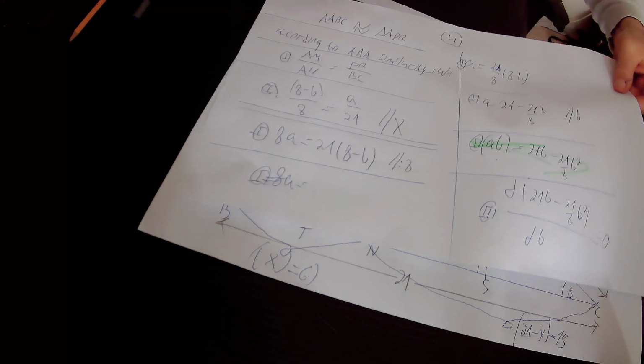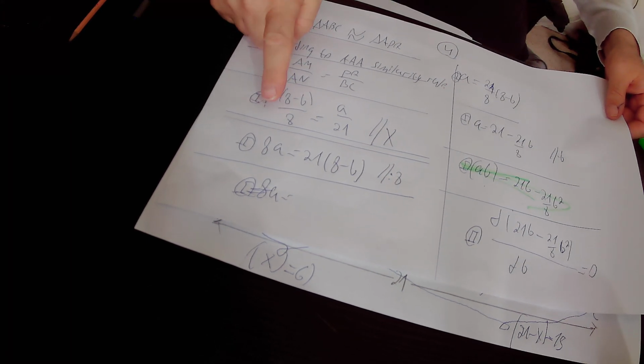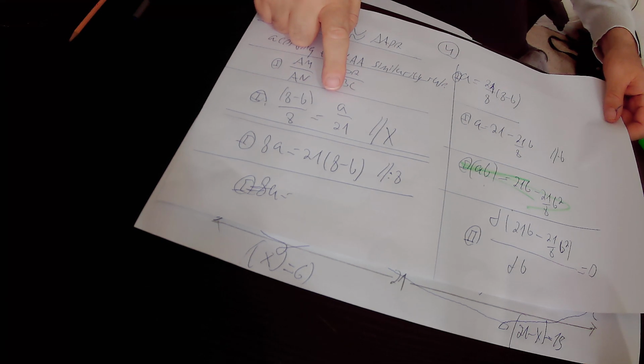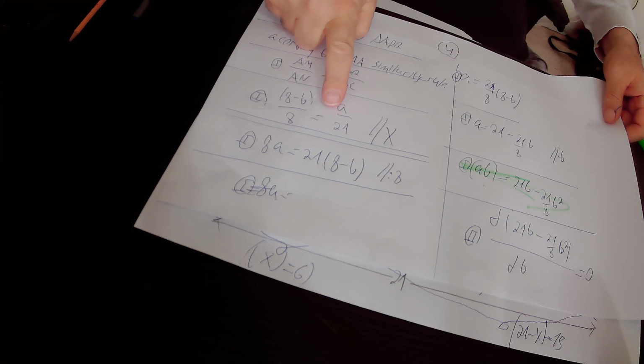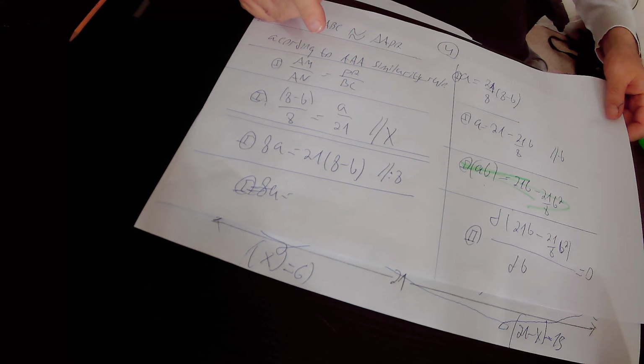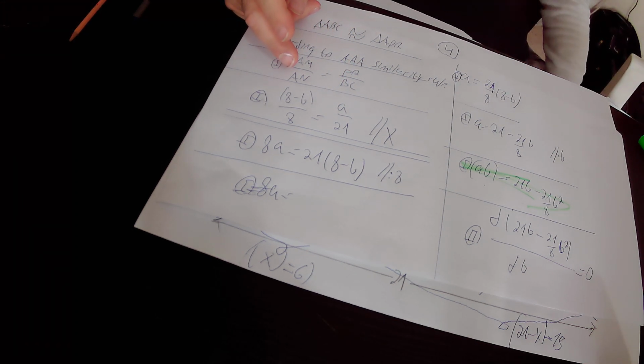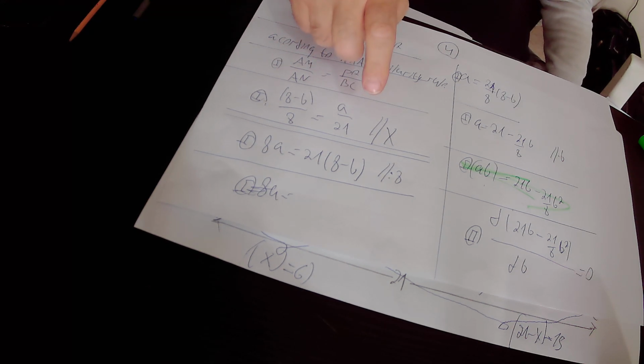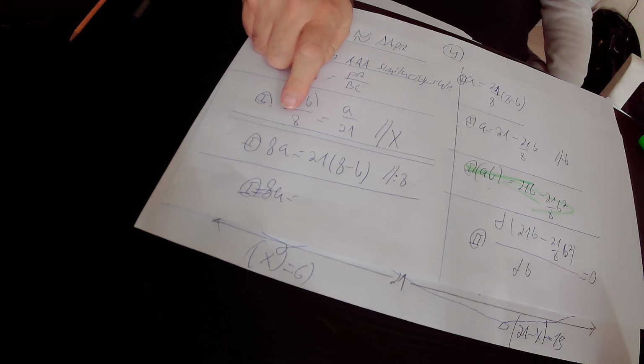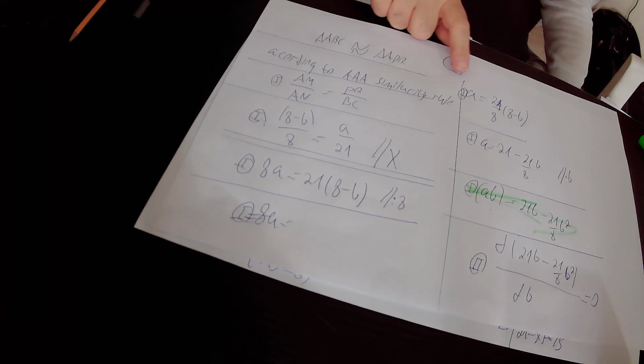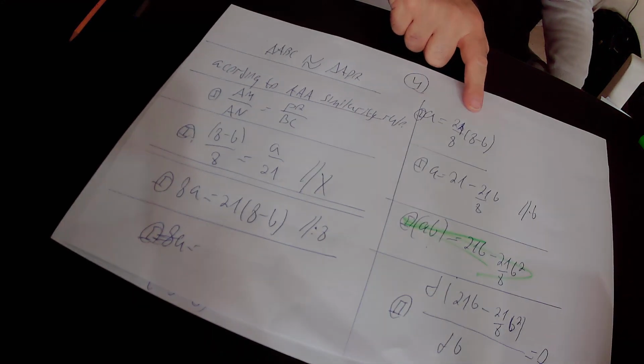Therefore, we can substitute AM by 8 minus B over AN, which is 8. PQ is A according to our definition, and BC is 21 according to what is given in the question. So in conclusion, according to equation 1, 8 minus B over 8 equals A over 21. Here we cross multiply and finally find that 8 times A equals 21 times 8 minus B. So here we divide this equation by 8, and finally find that A equals 21 over 8 times 8 minus B.